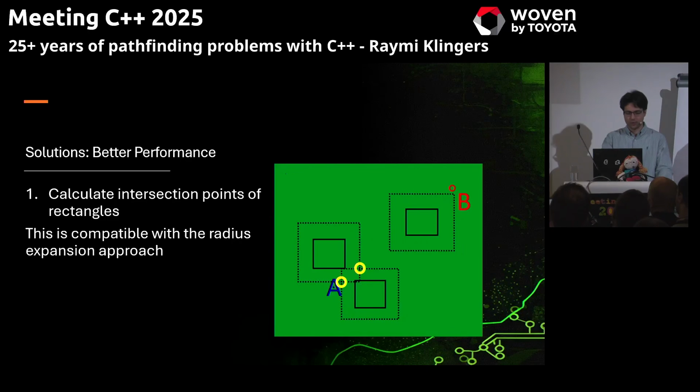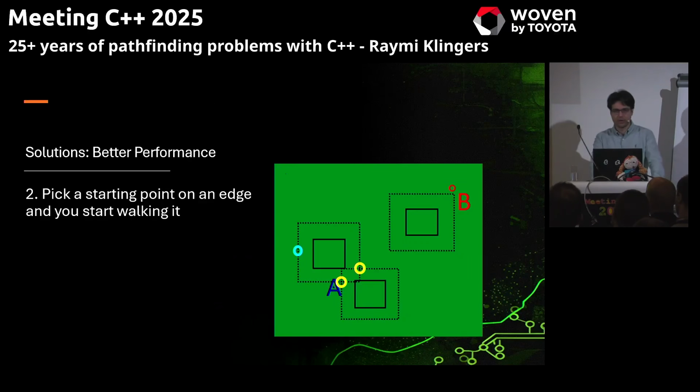But the following that I came up with was basically, we pre-calculate whatever we can pre-calculate in a cheap way. The intersection points of two rectangles or multiple rectangles is something you can pre-calculate quite simply. It's just a couple of min-maxes. And this is also compatible with the radius expansion. You just need to figure out in what direction the intersection point slides if you expand the radius or reduce the radius.